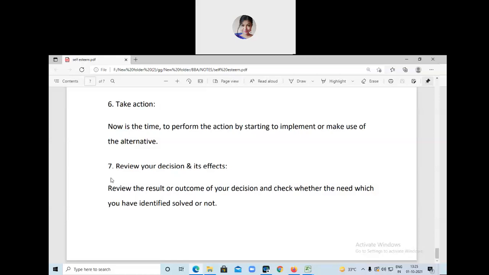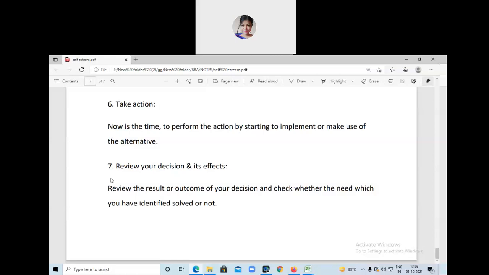Now, if you do not review the outcome of your decision, then you will not be able to find out whether you have taken the right decision or not. What is the after effect of taking that particular decision if you are not at all associated with what decision you have taken? Then you will not be able to find out whether you have taken the right decision or the wrong decision.